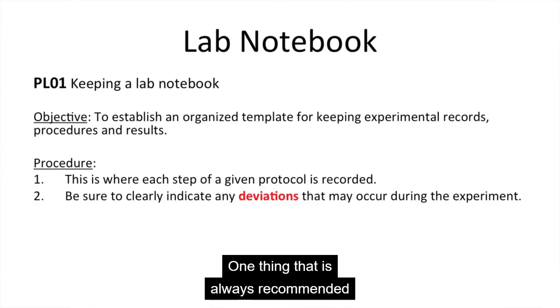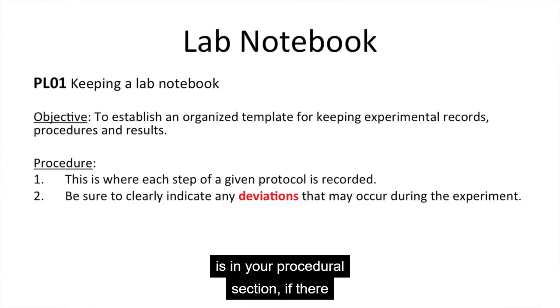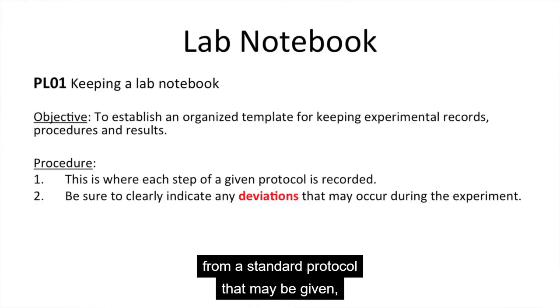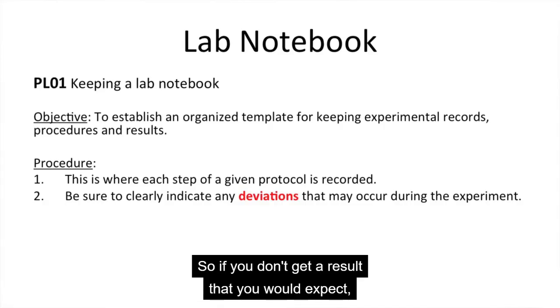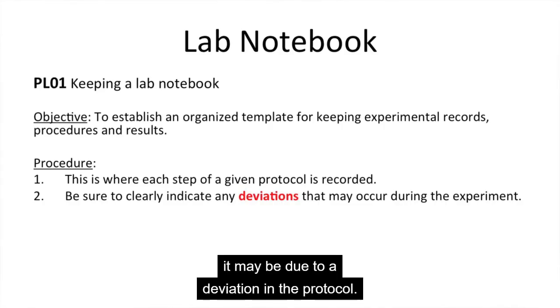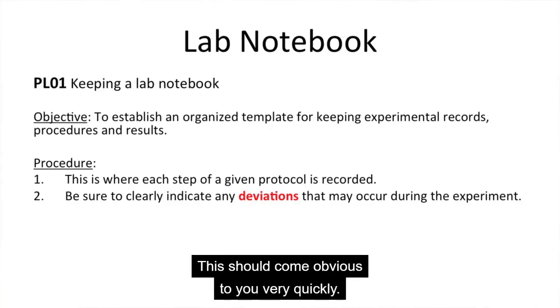One thing that is always recommended is in your procedural section, if there are any deviations that may occur from a standard protocol that may be given, you write that in red. It needs to be something that absolutely stands out. So if you don't get a result that you would expect, it may be due to a deviation in the protocol. And this should become obvious to you very quickly.